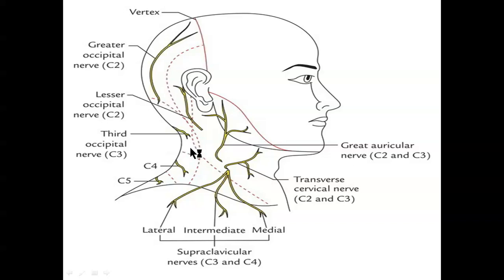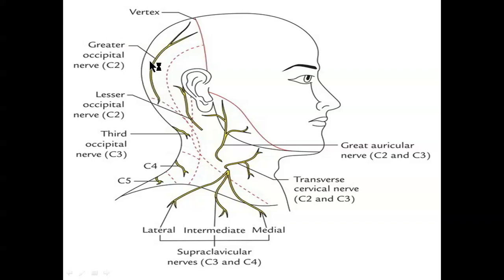Then we talk about the back of the neck. In the back of the neck, we can see a few other cutaneous branches, different from these ones. Here we have the vertex. The vertex is the most superior, topmost part of our head, of our cranium. But in the back region of the neck, we must remember we have the greater occipital nerve.